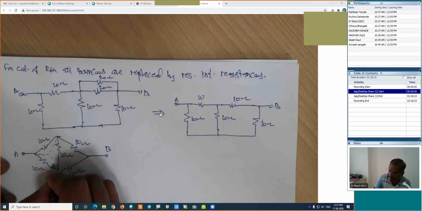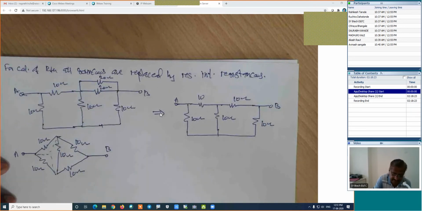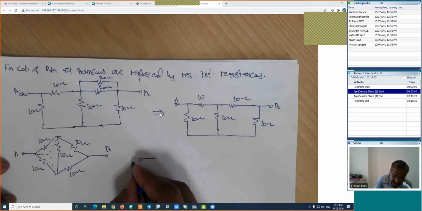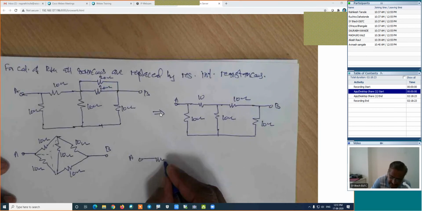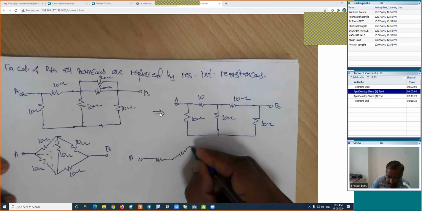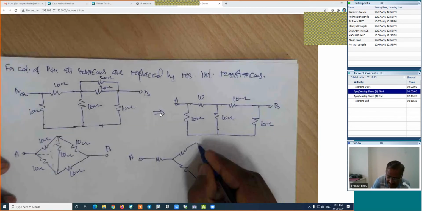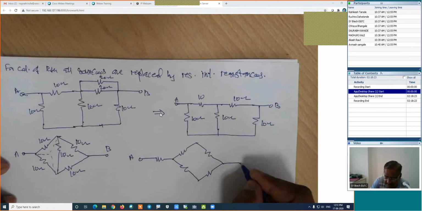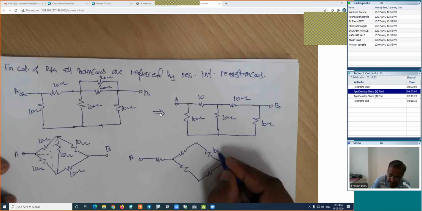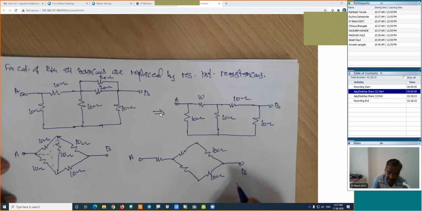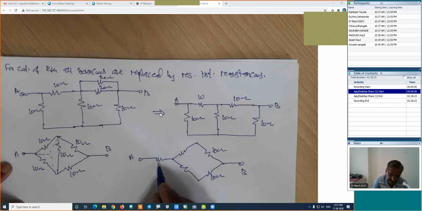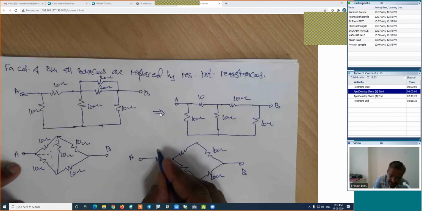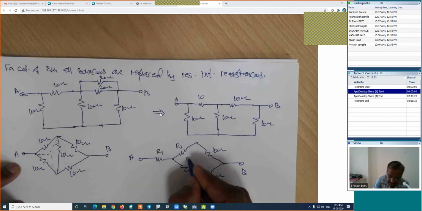It will be something like this. In this case, this is A point. Here will be one resistance, this will be the second, this will be the third, then the fourth, and then the fifth. And this is B point. This is 10 ohm, this is 10 ohm. For this calculation, I will name them R1, R2, and R3.